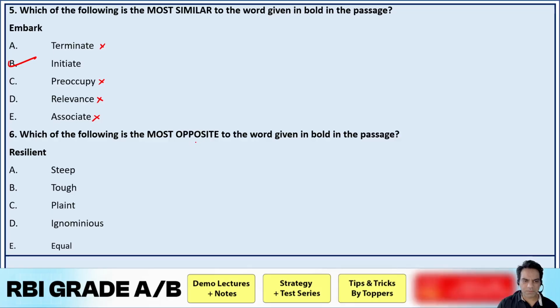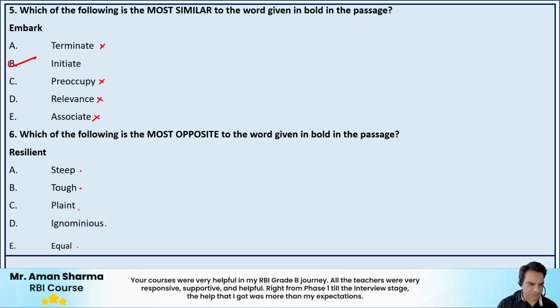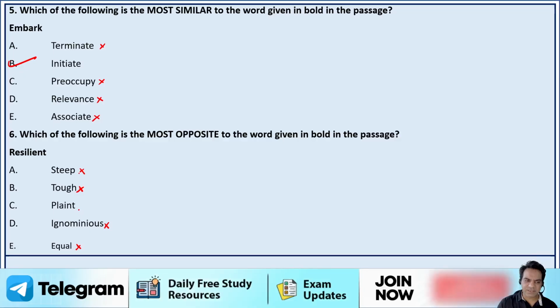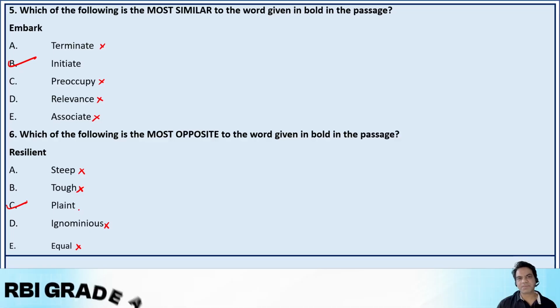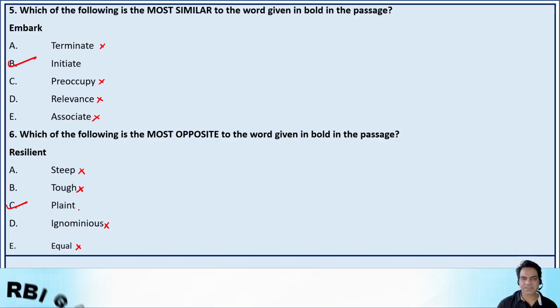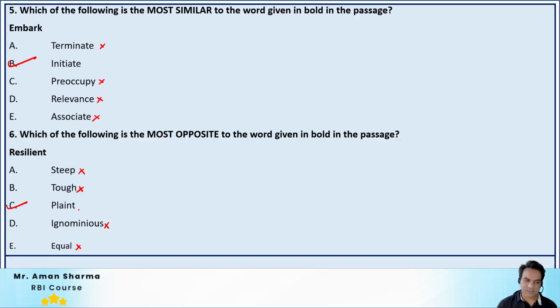And we have to find the opposite, antonym, of the word resilient. Resilient is strong, sturdy. So steep, tough, pliant, ignominious, and equal. No, guys. See, equal is when you are the same. Ignominious, somebody who's very strong. Tough, again strong. Steep, somebody who's very deep. But pliant means somebody who easily gives up, somebody who's very simple-minded, somebody who doesn't work hard enough. So that is pliant. So opposite of resilient would be pliant here. So option C is the correct answer.